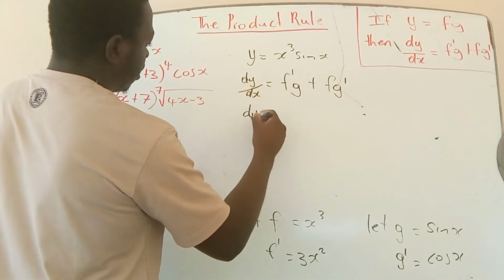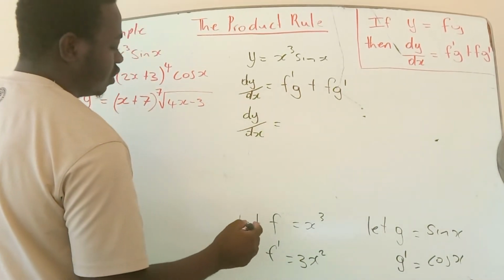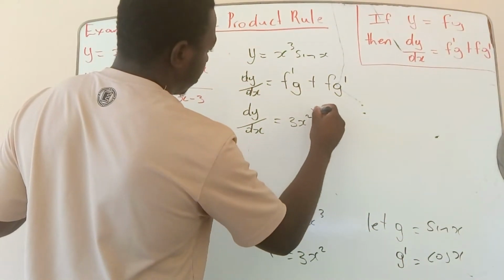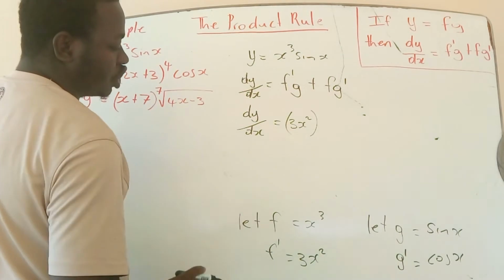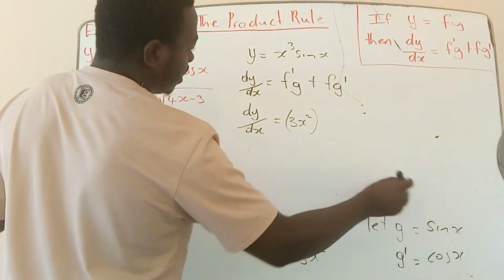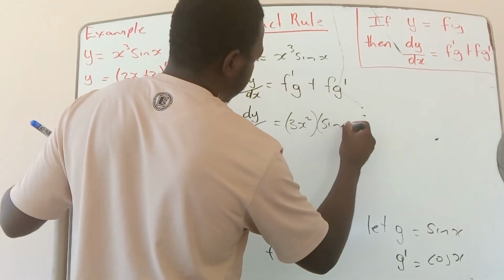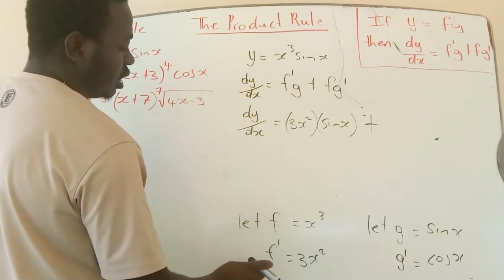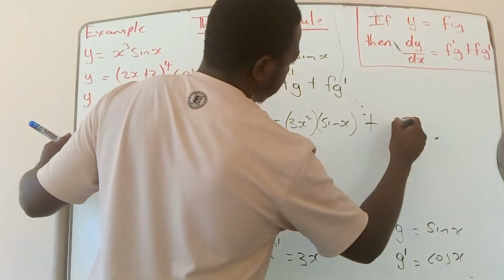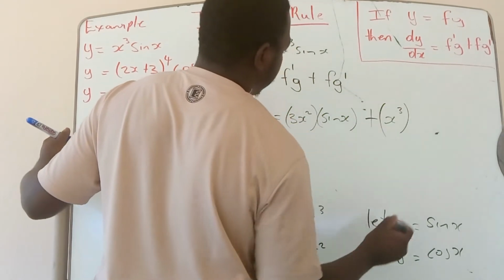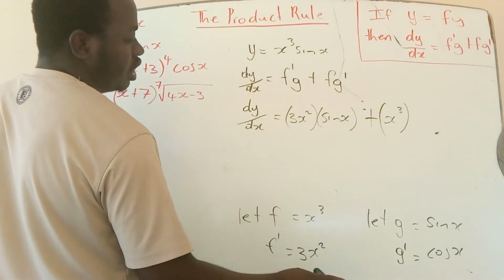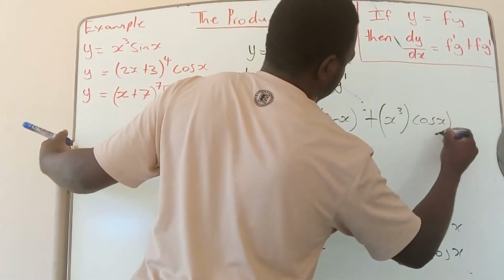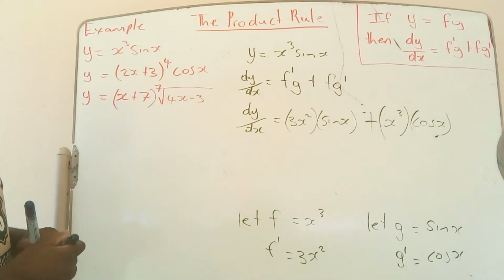So dy by dx is equal to the derivative of f, which is 3x squared, so 3x squared, all of that, multiplied by the g function. What's the g function? The g function is sine x, so all of this times sine x, plus the f function. The f function is x cubed, so this is x cubed multiplied by the derivative of the g function. The derivative of the g function here is cos x. Right? And that's it.